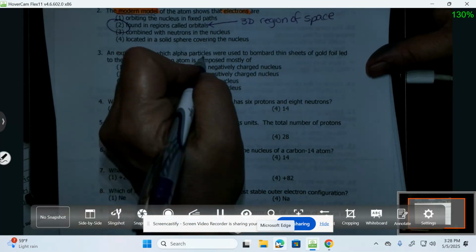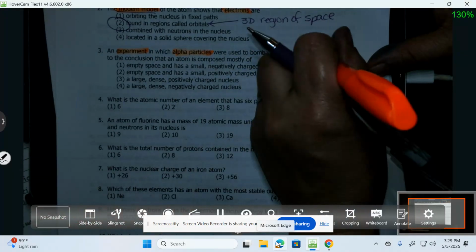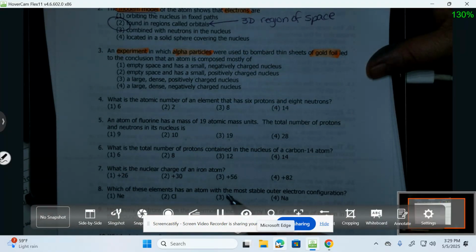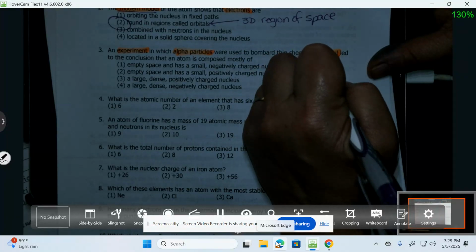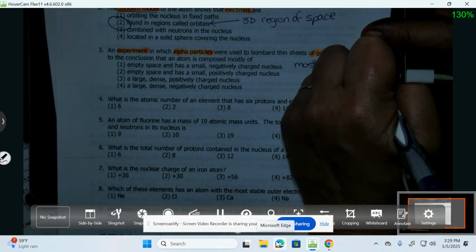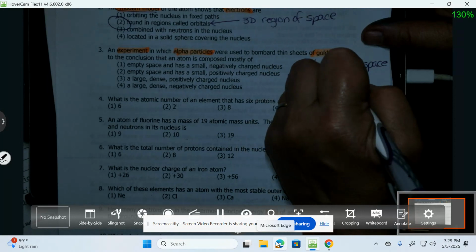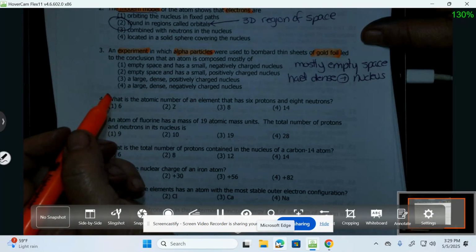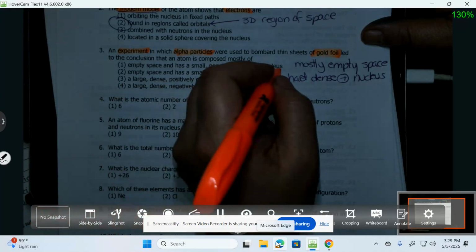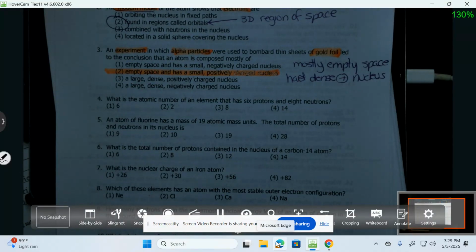An experiment in which alpha particles, soon as you see alpha particles, whose experiment is it? Rutherford's gold foil experiment. What did he say? He said mostly empty space, and hard, dense, positively charged nucleus. All right, let's find it. Small, dense, positively charged nucleus.